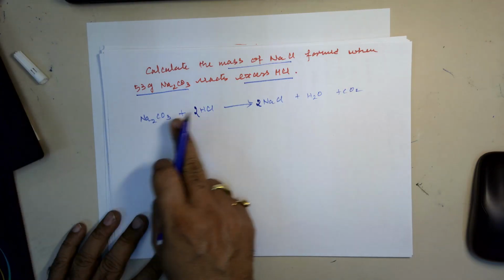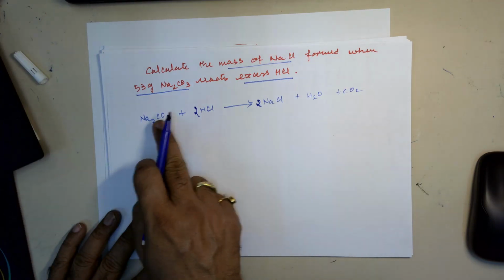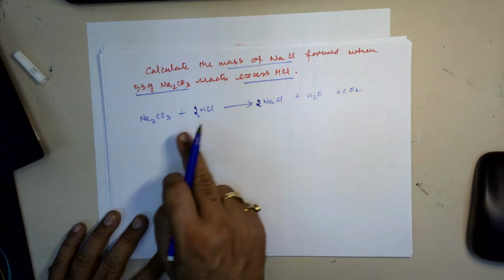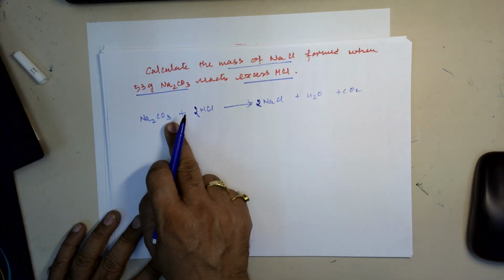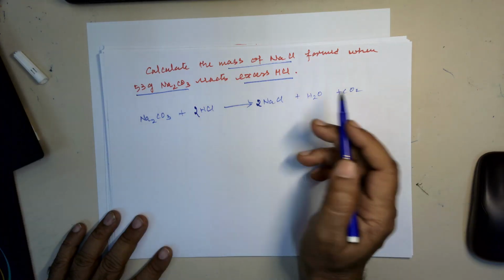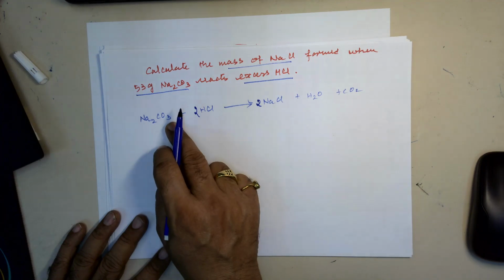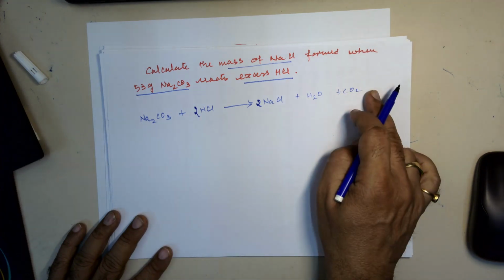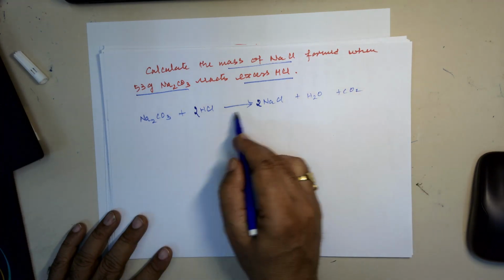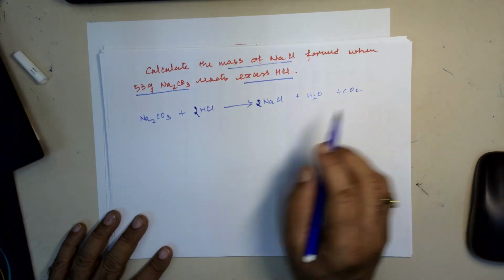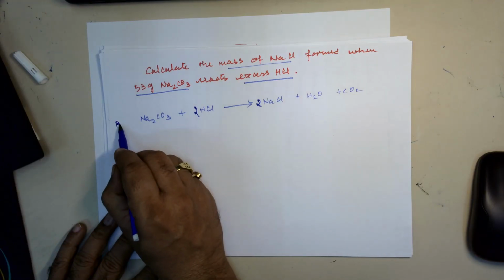Now you can check: two sodium, one carbon, three oxygen from the carbonate. One water molecule, so 1 plus 2, 3 oxygen. Two hydrogen, two hydrogen. So all are balanced. Okay. So this is the balanced reaction.